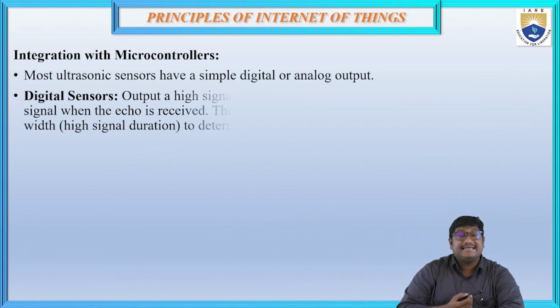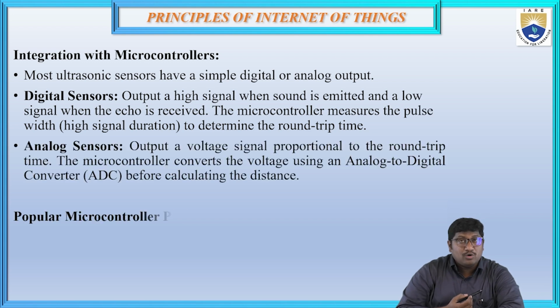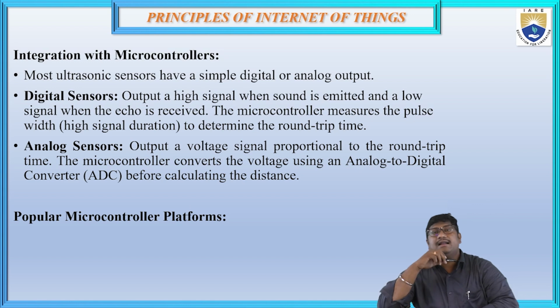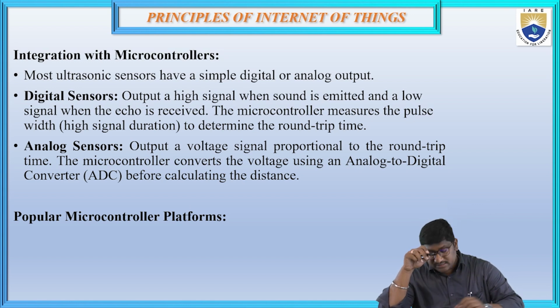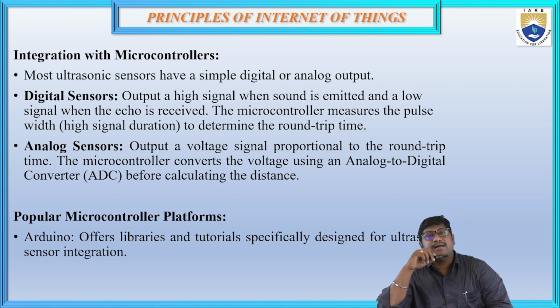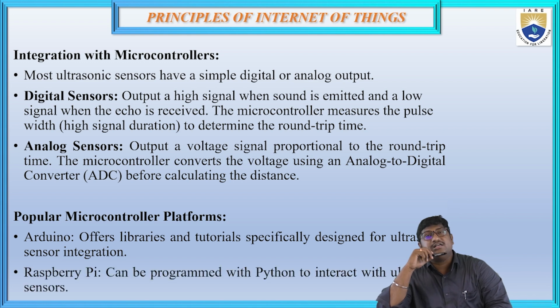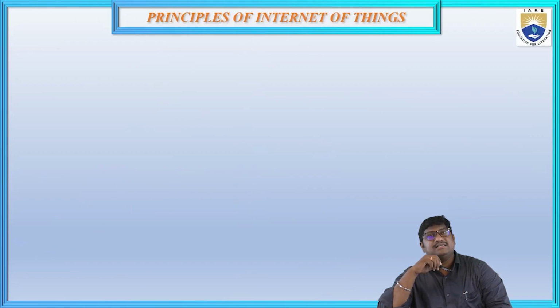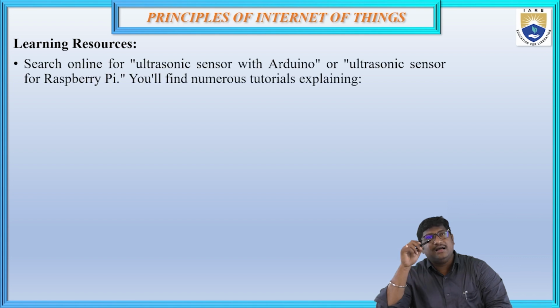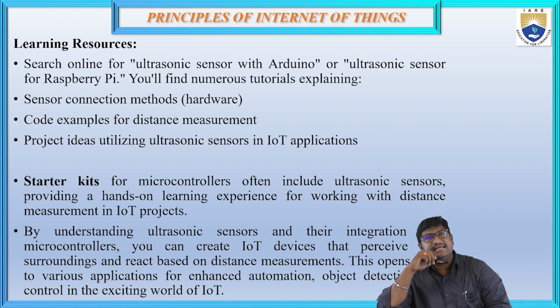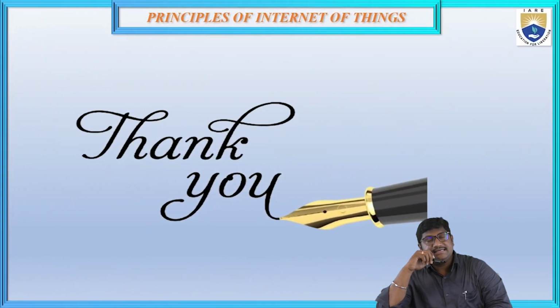And how do we integrate them with microcontrollers? Most ultrasonic sensors have a simple digital or analog interface. Digital sensors or analog sensors can be used. Popular microcontrollers are Arduino and Raspberry Pi. With Arduino, there are any number of libraries and tutorials. And Raspberry Pi can be programmed with Python for ultrasonic sensor detection. These are the learning resources which might be helpful to you guys. And that's it. This is about controlling hardware and sensors.